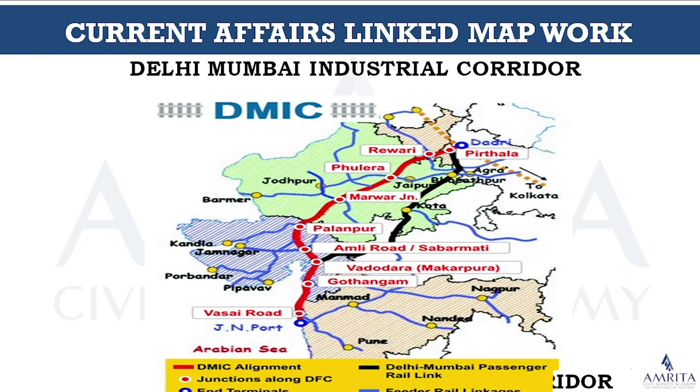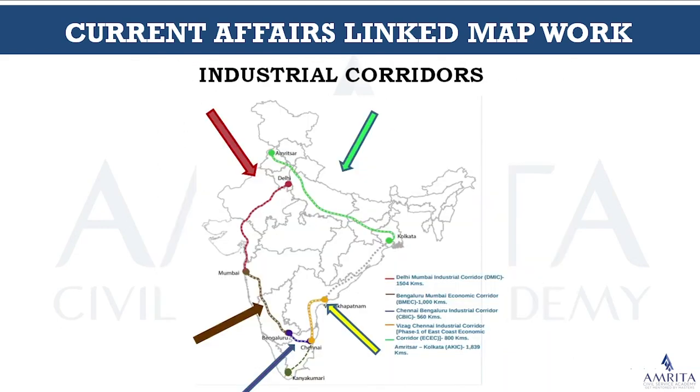Next one, Delhi Mumbai Industrial Corridor. That was in news recently, that is Western Dedicated Freight Corridor. It starts from Jawaharlal Nehru Port in Mumbai to Dadri in UP. It passes through Maharashtra, Gujarat, Rajasthan, Haryana, and UP. So you need to have a look at the major places connecting this Western Dedicated Freight Corridor. You can have a look into other industrial corridors as well.